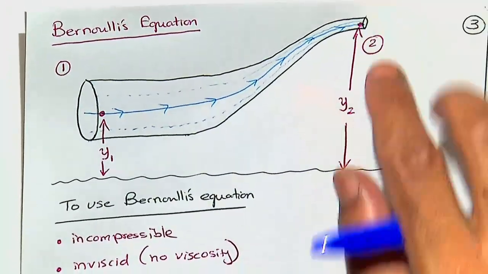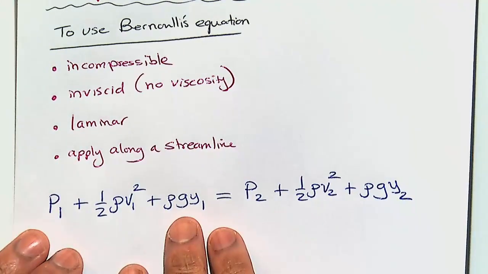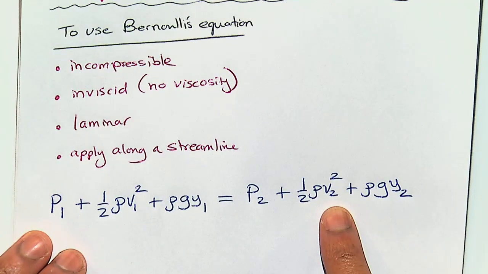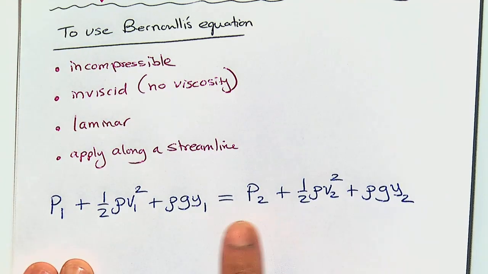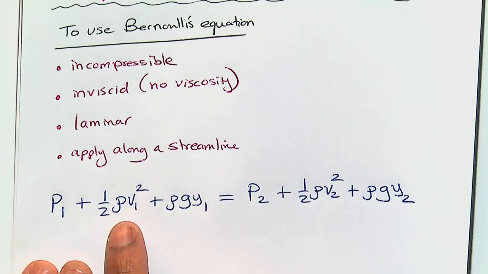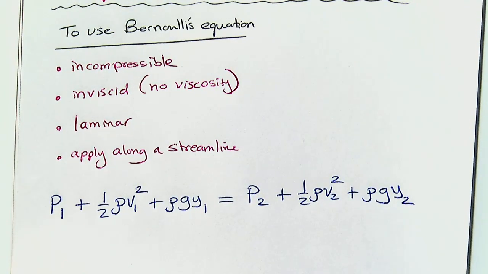It's relating properties at the beginning to the properties at the end. So depending on what you're trying to solve for, maybe you don't know the velocity at the end of this pipe, but you know everything else. You know the pressure at the beginning, you know the pressure at the end, you know the velocity at the beginning, you know what the heights are. This will allow you to solve for the velocity at the end.